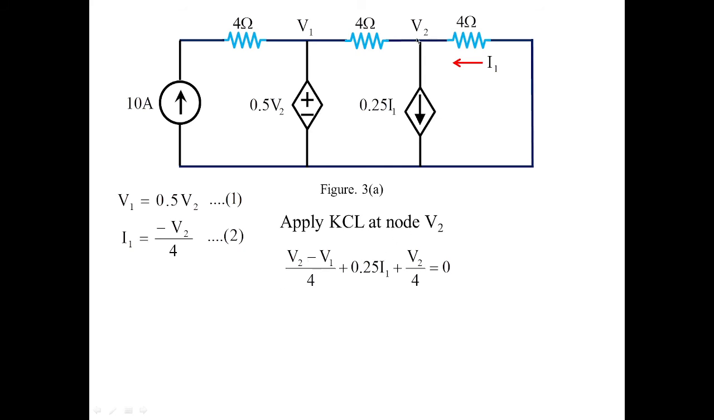So it is V2 minus V1 by 4. And since the dependent current source is going away from V2, I'm taking it as positive. So 0.25 I1 is the branch current which is leaving this particular node V2, plus V2 by 4. Now here we have assumed V2 to be higher potential. That's why it is V2 minus 0 by 4. 0 is the ground potential value.